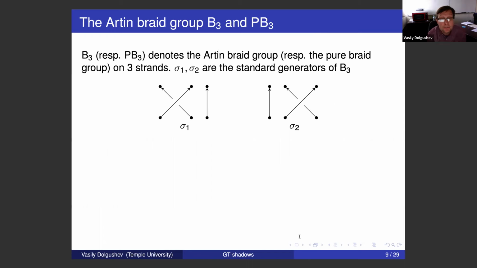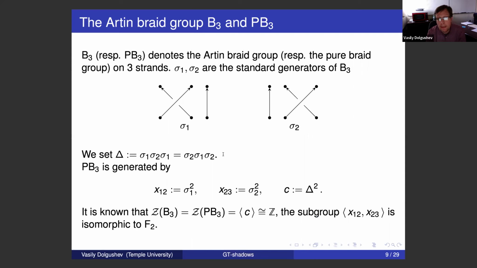So for that, let's get a bit deeper into braid groups. Well, I already said that B3 denotes the Artin braid group on 3 strands. PB3 is the pure braid group. Sigma 1 can be represented by this picture. Sigma 2 can be represented by this picture. It's convenient to denote by delta this element. And then PB3, the pure braid group, is generated by these elements. C2 is simply delta squared.